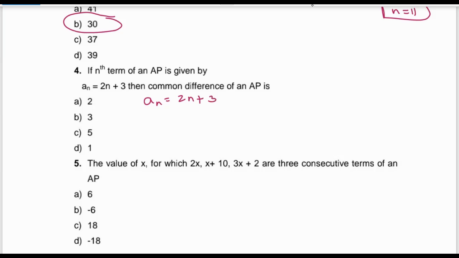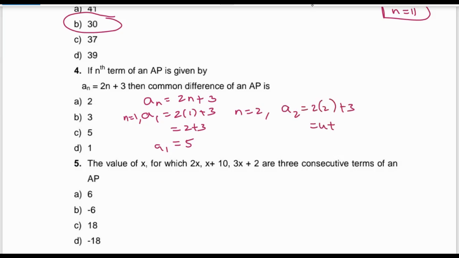Then find the common difference. That is, what is the common difference? If we take n equals 1, we get a1 is equal to 2 into 1 plus 3. That will be 2 plus 3, which is 5. So a1 is 5. Then n equals 2, we can take a2 is equal to 2 into 2 plus 3. That will be 4 plus 3, which is equal to 7. So a2 is equal to 7.